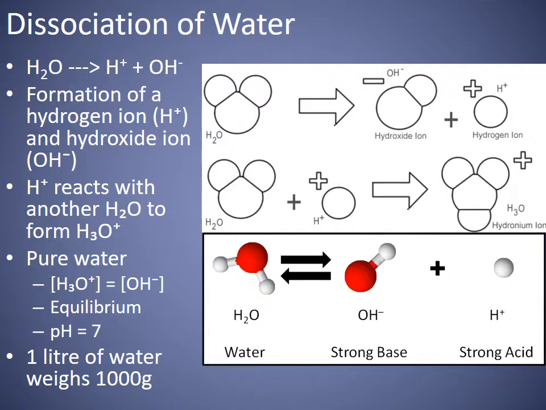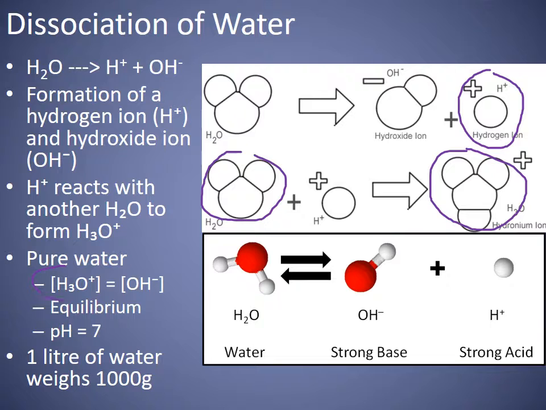Again, dissociation of water, this reaction does occur in our bodies. Water will break apart into the hydroxide ion and hydrogen ion, while some of the hydrogen ion will react with another water molecule, producing hydronium ion. And it's the concentration of this hydronium ion in solution that determines pH.